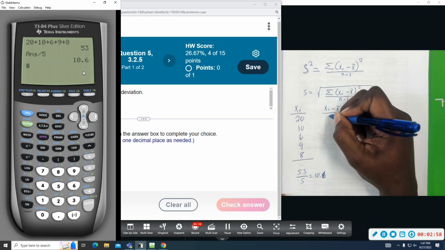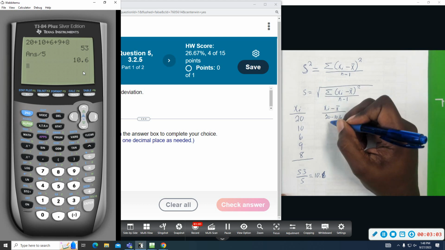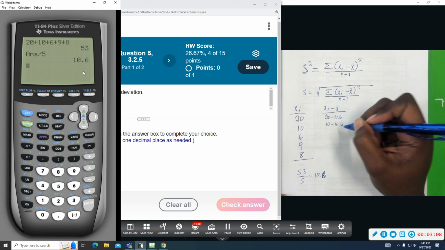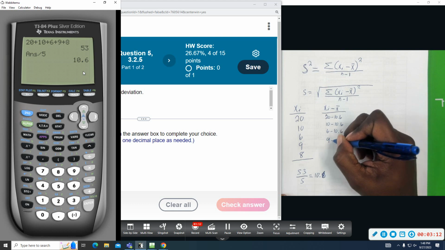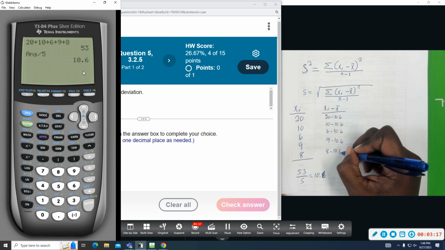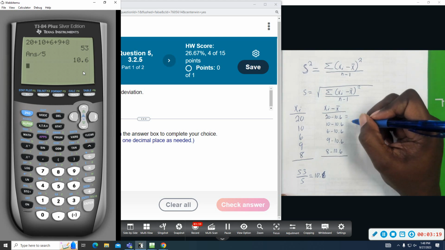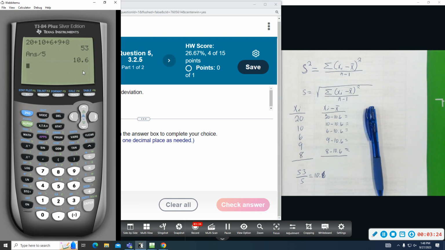So we're going to do 20 minus 10.6. We're going to do 10 minus 10.6. 6 minus 10.6. 9 minus 10.6. And 8 minus 10.6. Now, just to speed this up, I'm going to perform these calculations in the calculator.